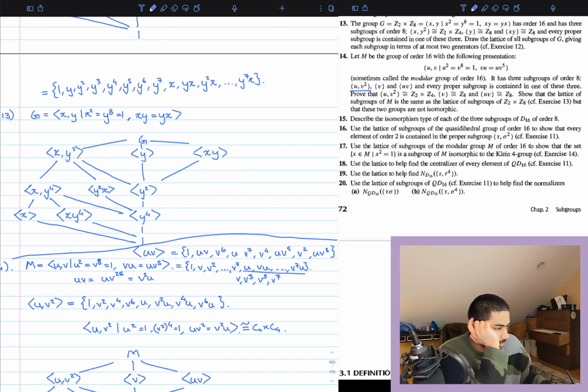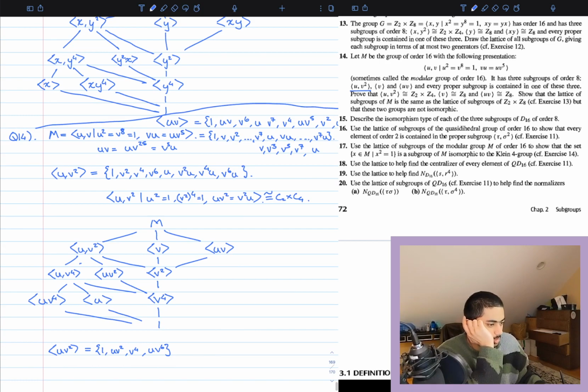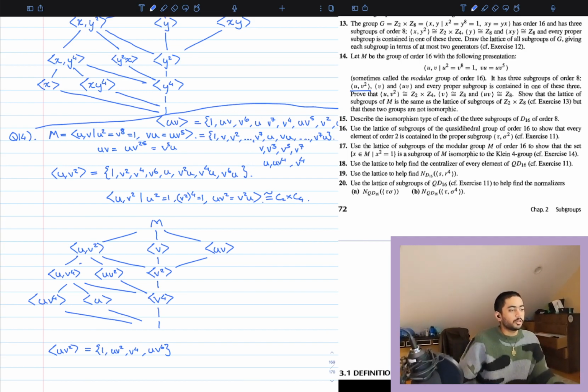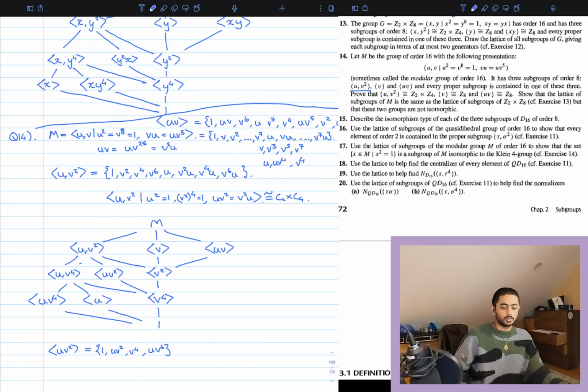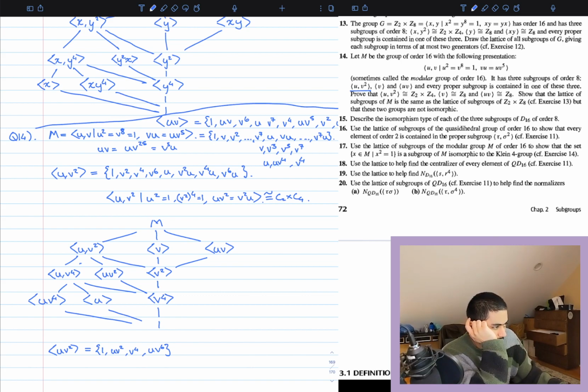The order 2 elements are u. Which else were the order 2 elements? I guess the order 2 elements will be all of these guys. The order 2 elements were u, uv to the 4, and v to the 4. So is there a pair of elements from here, one from here and one from here, such that they commute? We know that v and u don't commute.